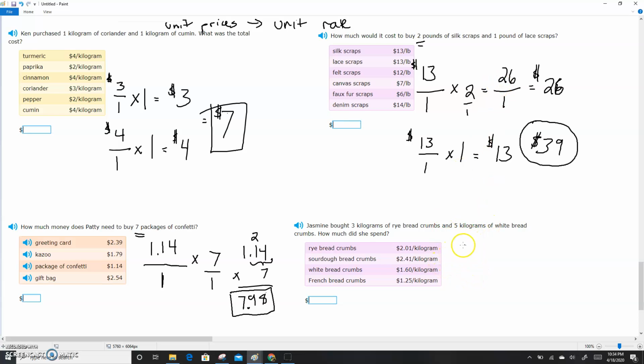So 3 kilograms of rye bread crumbs is $2.01 per kilogram, per 1 kilogram. We want 3 of those. This is 3 over 1. We're going to multiply straight across. 3 times 2.01 is 6.03 over 1, or just $6.03.